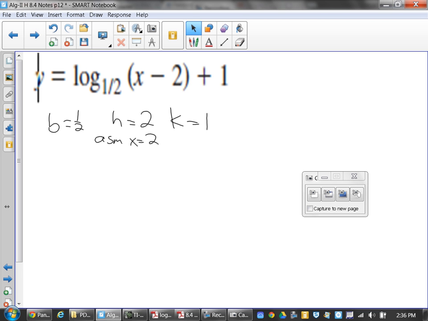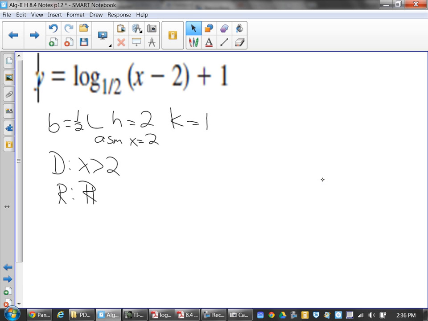B value is 1/2. Is it going up or is it going down? Down. It's going to go like that. All right. Now, you know your domain, x is greater than 2. Your range is all real. You get that far, the rest of it shouldn't be horrible. Start. Put in your vertical asymptote. It's at x equals 2. All right. I know that's where that's going to go.